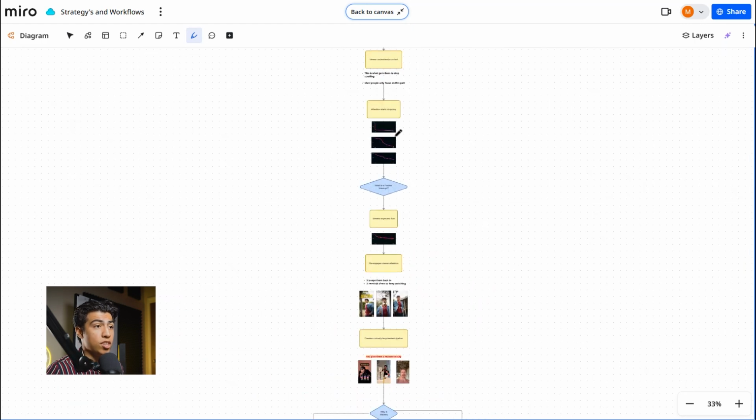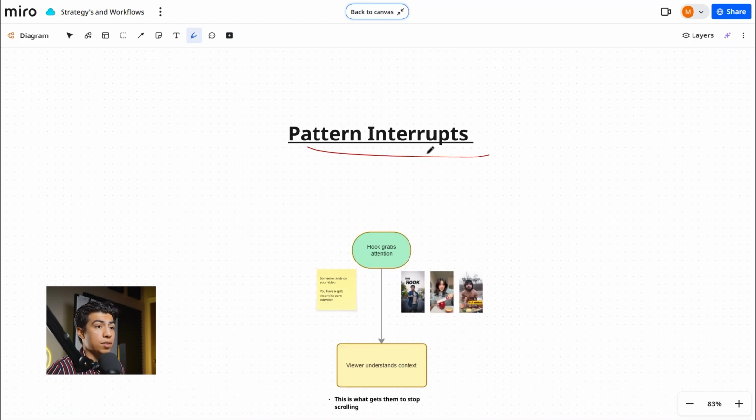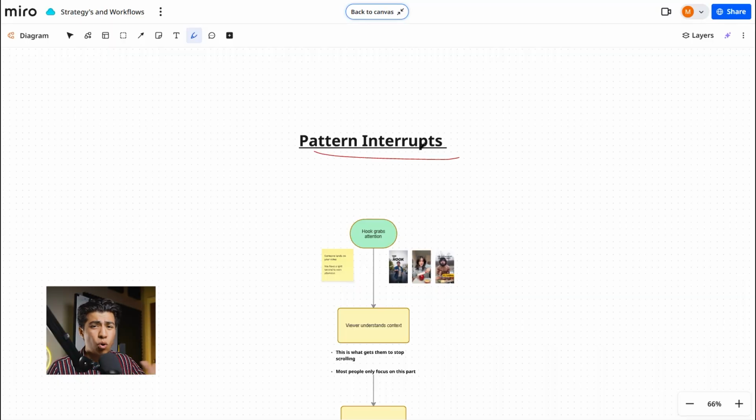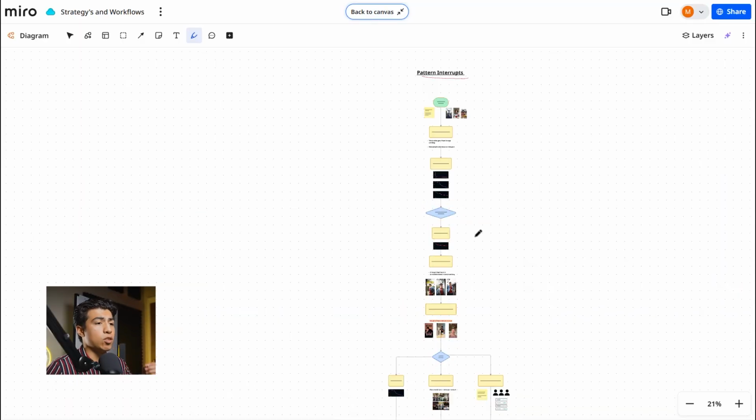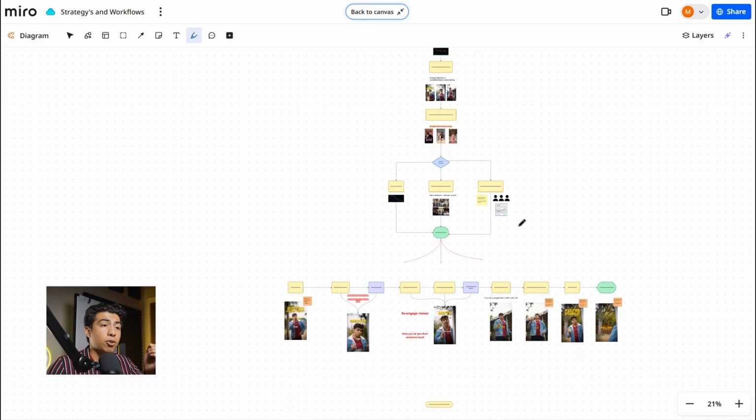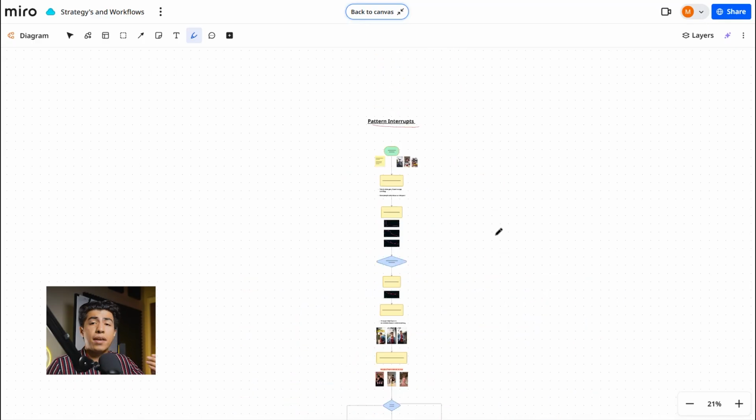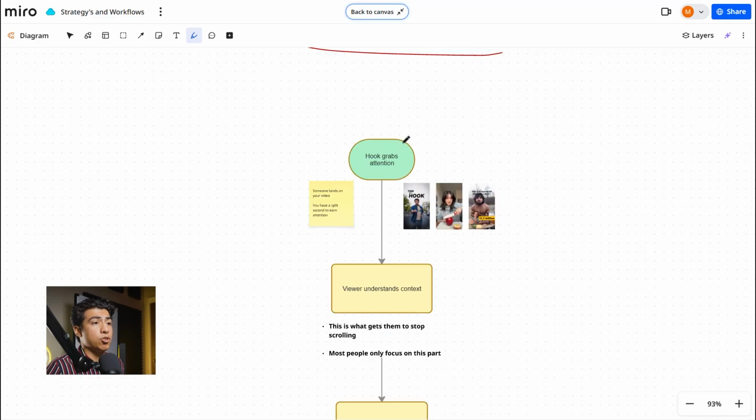In this lesson, we're going to be covering pattern interrupts, the importance of them, and understanding why they are so crucial to know to get people to watch all the way through and engage with your content and actually lead them to trusting you, which will make them want to work with you as a consequence. So what we're going to be touching on is what pattern interrupts are, how to actually use them, and why they are so important. Without further ado, let's jump right into it.